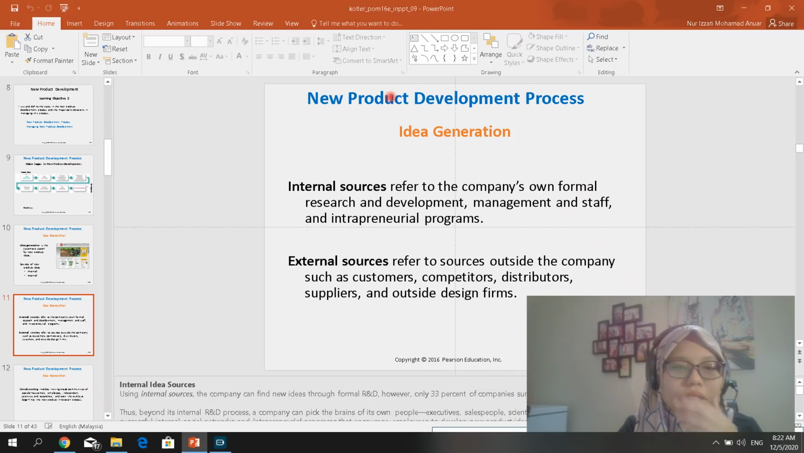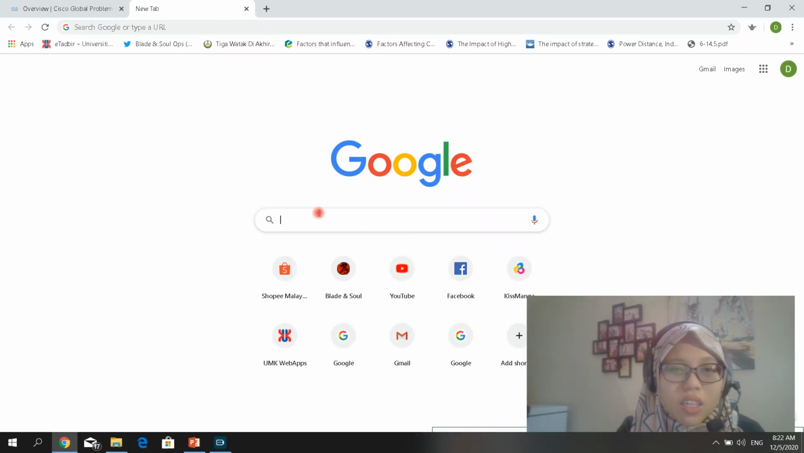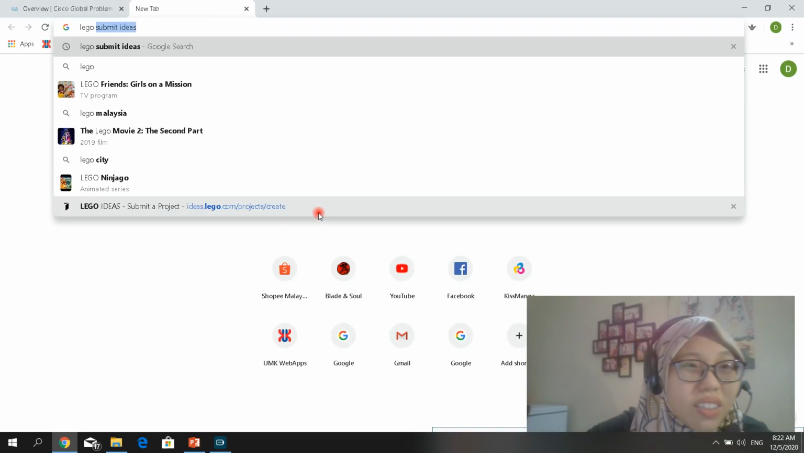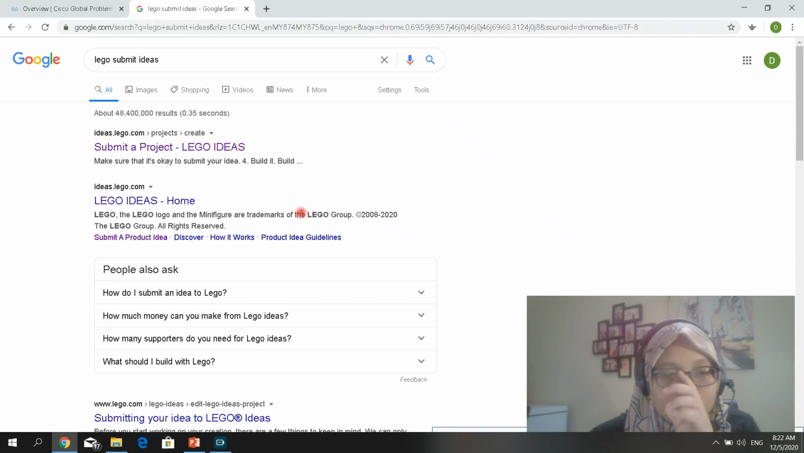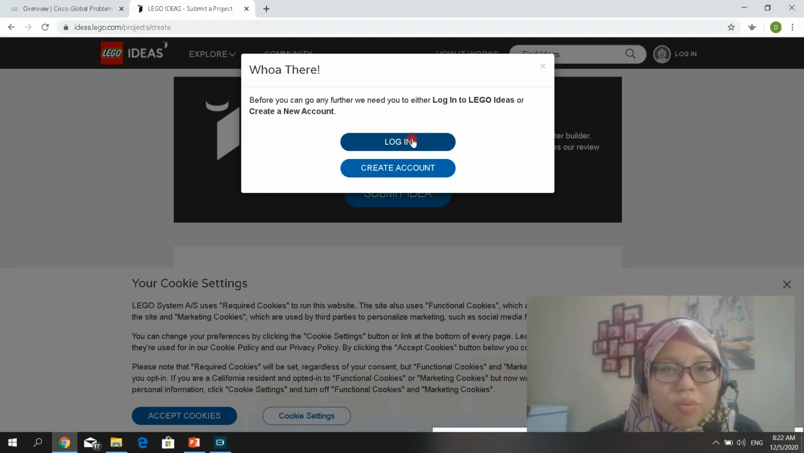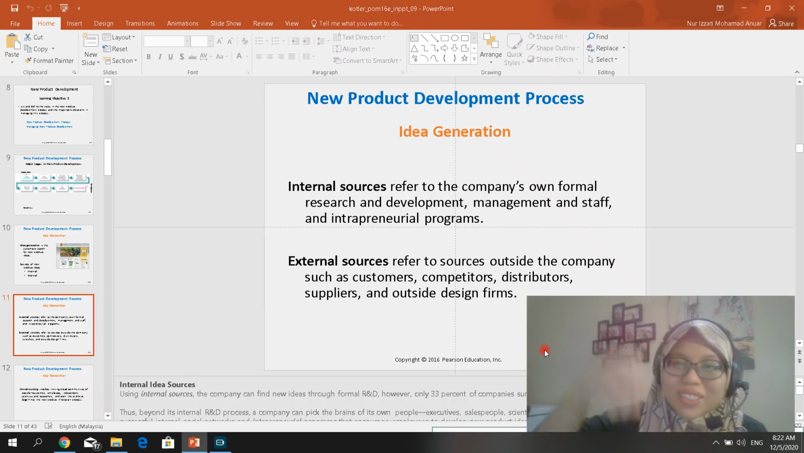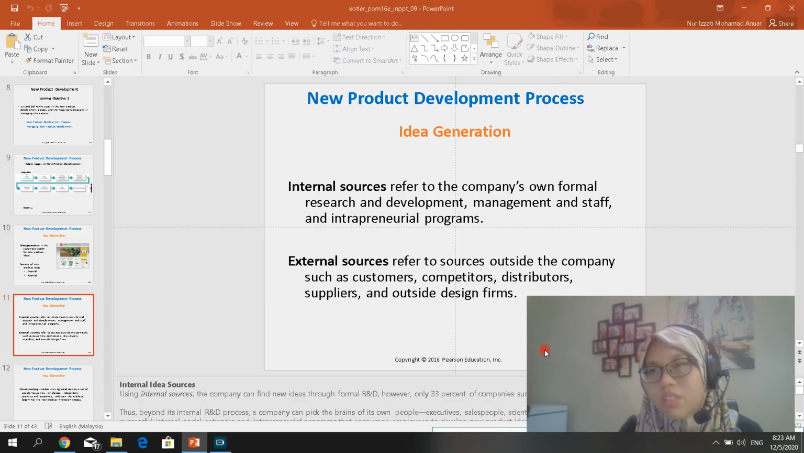Jadi kita pergi dekat website ni supaya you can get a clearer picture. Ha, ni Cisco, nanti ni pun ada juga, saya akan terangkan sekejap lagi. Okay, if you like to play with Duplos, you go to Lego website, Lego submit ideas. Okay, so you can submit your ideas here, submit idea. Okay, you can log in if you have an account, or you can create an account if you don't have any account yet. Okay, so by doing this, Lego is able to harvest the ideas from the customers.